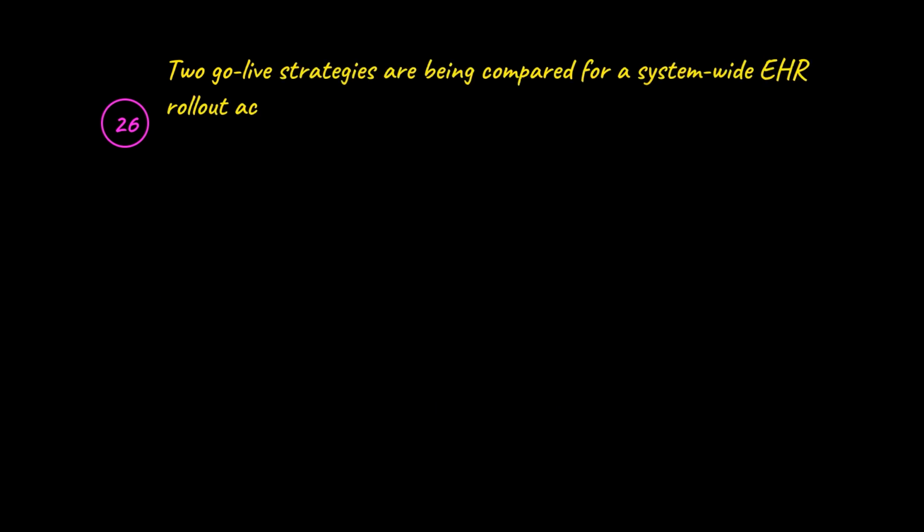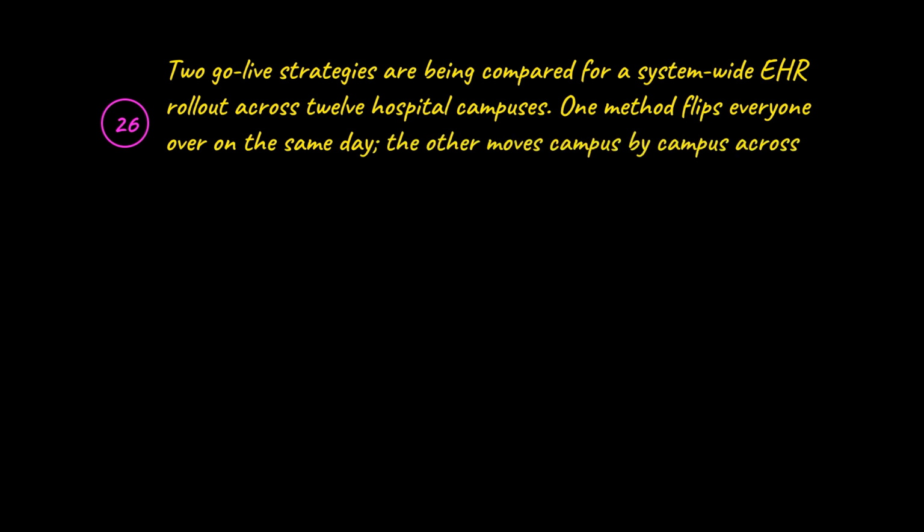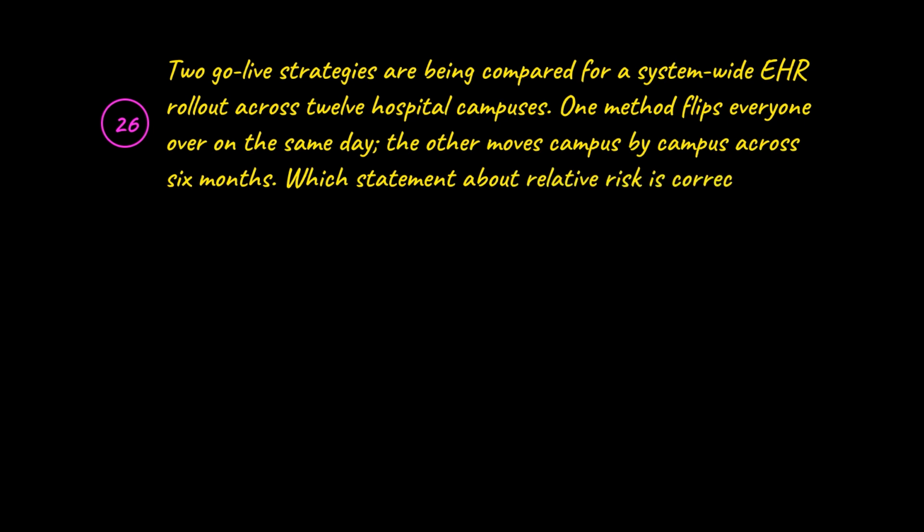Question 26. Two go-live strategies are being compared for a system-wide EHR rollout across 12 hospital campuses. One method flips everyone over on the same day. The other moves campus by campus across 6 months. Which statement about relative risk is correct?